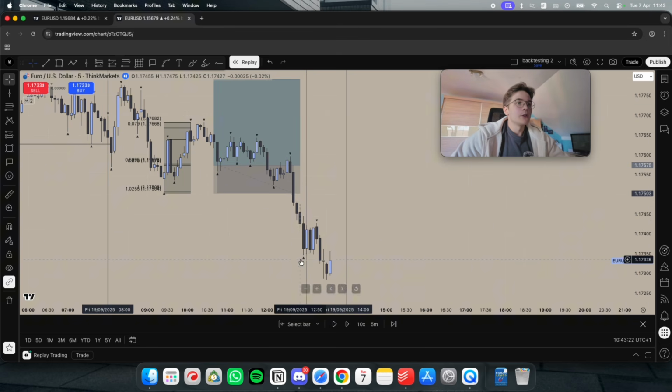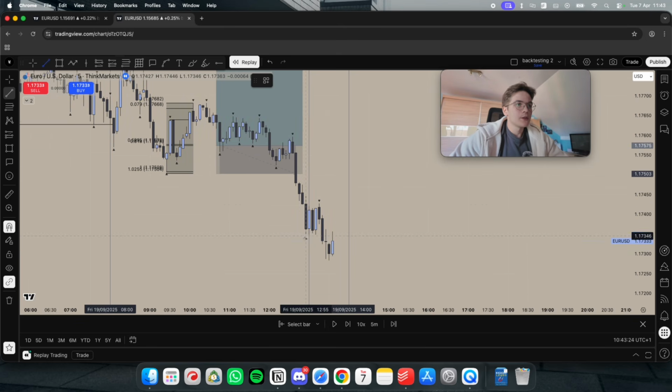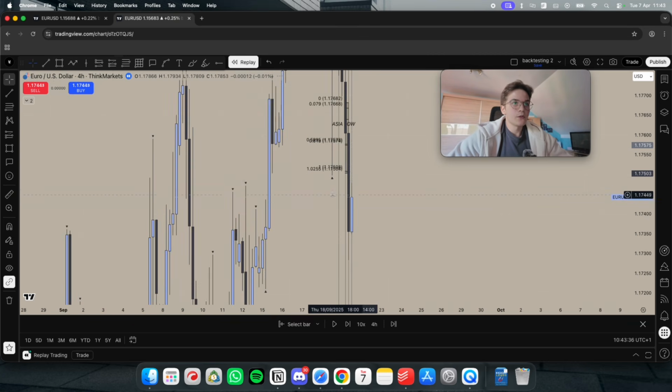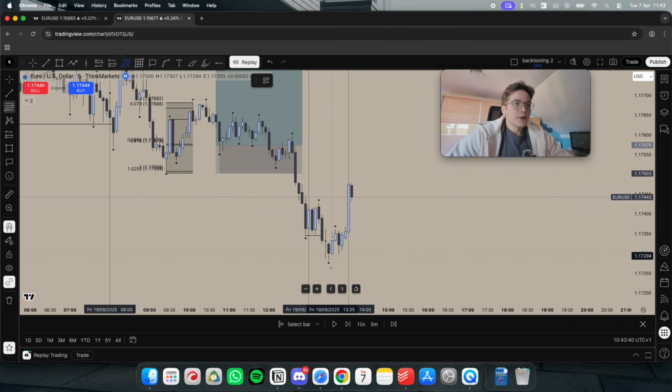So lows were swept. This was London low, swept, first bullish candle. We are waiting for a fake out, which we end up getting here, I'm pretty sure. Break structure as well. But now the old candle on the 4-hour time frame closed below this right here. So that means that this trade right here, we are not going to be waiting for a retrace and entering here. Why? Because the bias has changed.